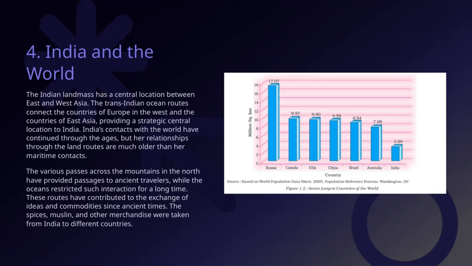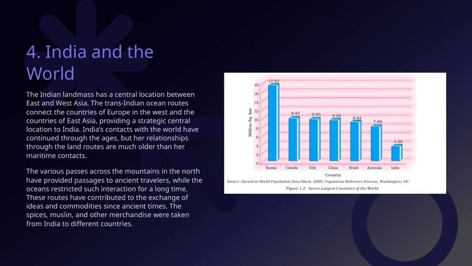Let's talk about India and its connection to the world. The Indian landmass is strategically located right in the center between East and West Asia, making it a vital link in global interactions. This central position is especially significant because of the trans-Indian ocean routes, which connect India to European countries in the west and to East Asian nations in the east. This geographical advantage has historically made India a key player in international trade and cultural exchange.